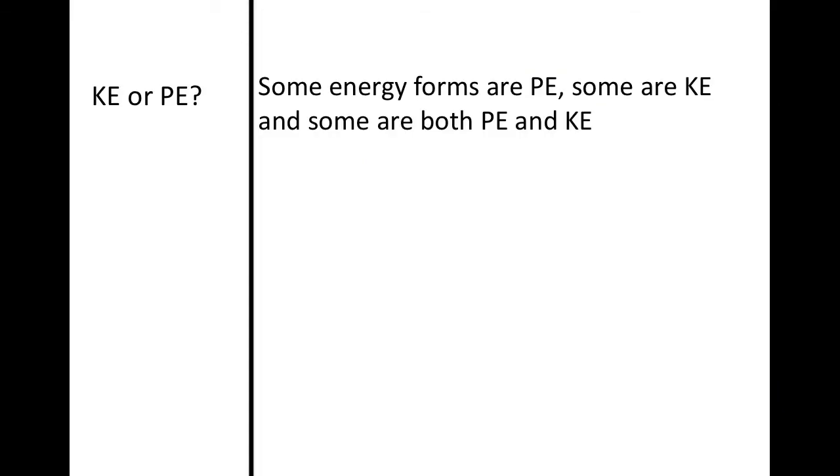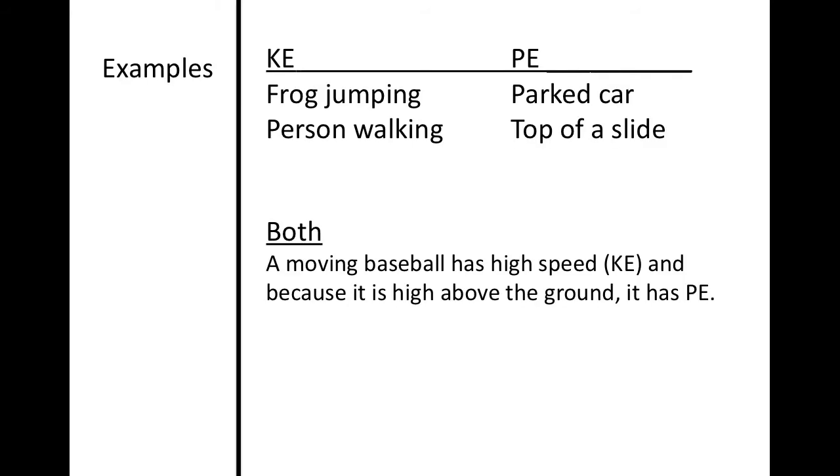How do you know if an energy is kinetic or potential? Well, some energy forms are only potential, some are kinetic, and some can be both potential and kinetic. For example, we know that with kinetic energy, we have a frog jumping, a person walking. These are movement. This is kinetic energy. For potential energy, we have a car that is parked on a hill, maybe. We have the top of a slide. A person is sitting on the top of a slide. This is another example of potential energy.